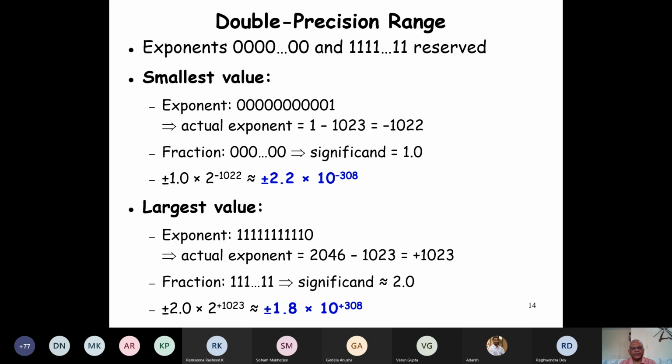Similarly, in the double precision, if you just do this small computation here, you will get 2.2 into 10 to the power minus 308 and 1.8 into 10 to the power 308. So these are the ranges that you can represent using the IEEE floating point format.